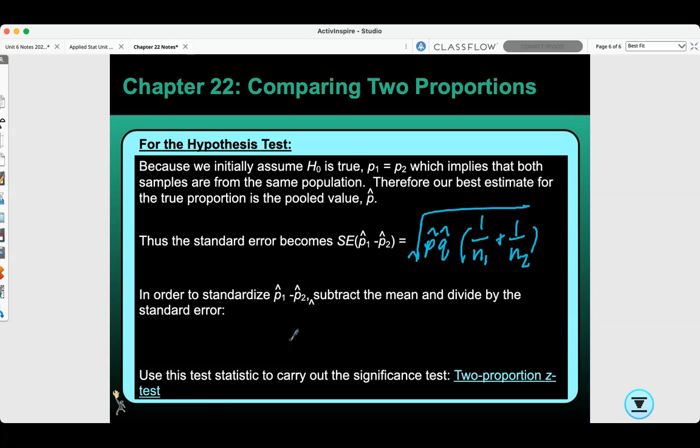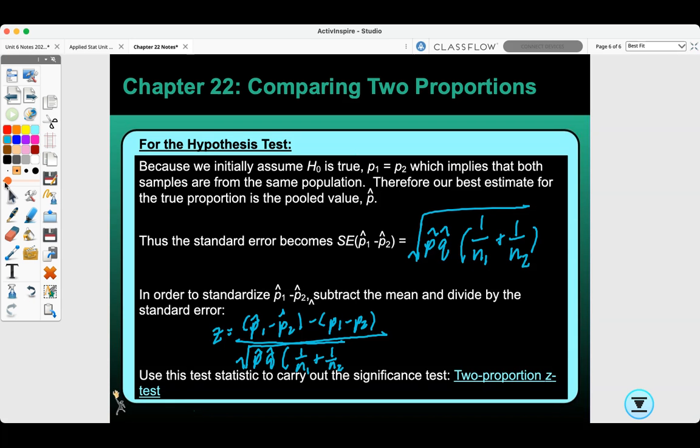In order to standardize P hat 1 minus P hat 2, subtract the mean and divide by the standard error. So our Z would be P hat 1 minus P hat 2 minus P1 minus P2, which is usually always 0, all over the square root of P hat Q hat times 1 over N1 plus 1 over N2. And you must write this formula out every time that you use it, same with the confidence interval formula. This is the test statistic used to carry out the significance test, the two proportion Z-test.